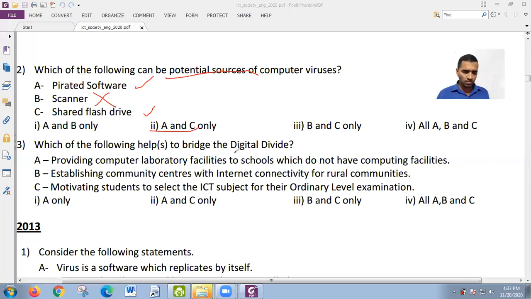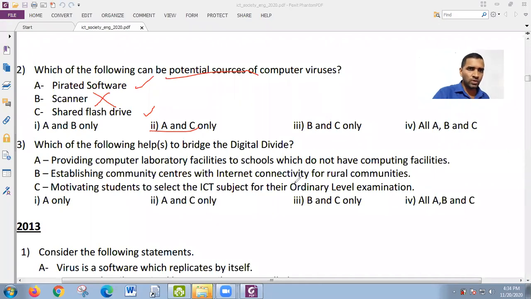Which of the following helps to bridge the digital divide? Hope you remember the term bridge, bridging the digital divide, which means narrowing the gap, right? Reducing the gap between those two groups of people, those who have access to ICT and those who don't have. Okay, what's the answer? Providing computer laboratory facilities to schools which do not have computing facilities, yes, right?